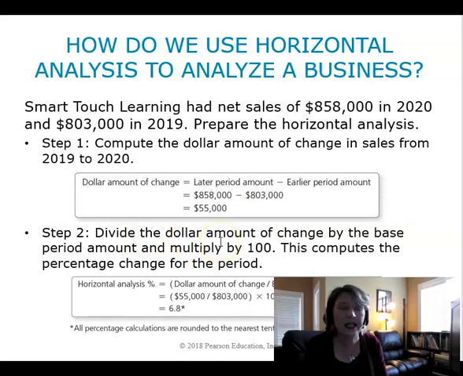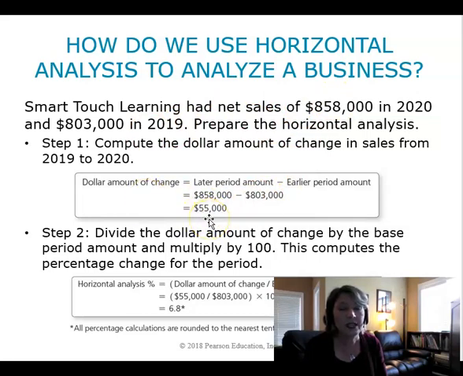So let's look and see exactly how we calculate the numbers. We're going to use our example of Smart Touch Learning. They had net sales of $858 in 2020 and $803 in 2019. So the first thing that we're going to do is get the difference. Remember, difference just means to subtract. And so we're going to say that it went from 803 up to 858. So I always look at the first year compared to the second year, and it increased. And it increased by an amount of 55,000. So that is my dollar amount of my change.